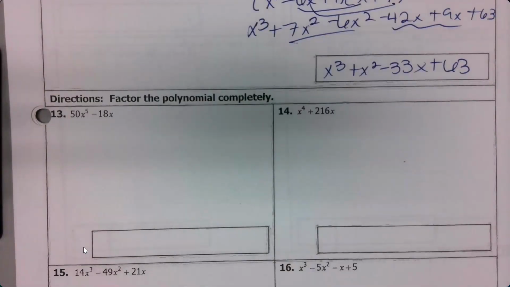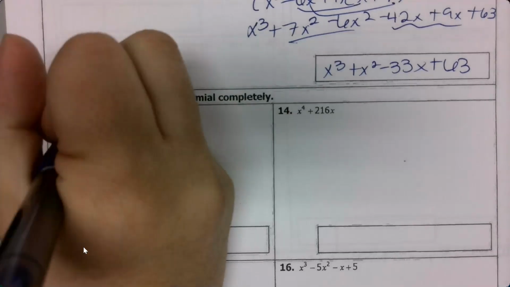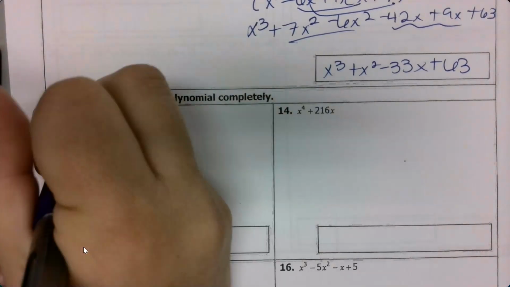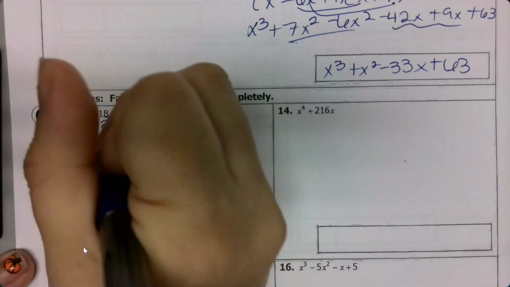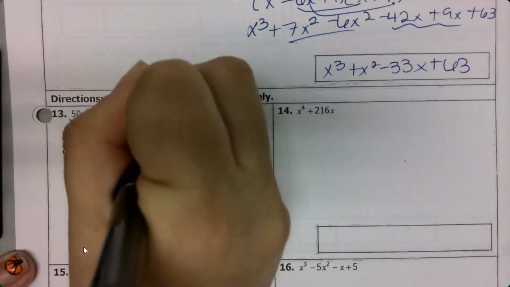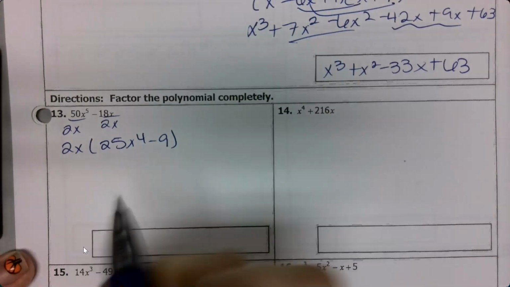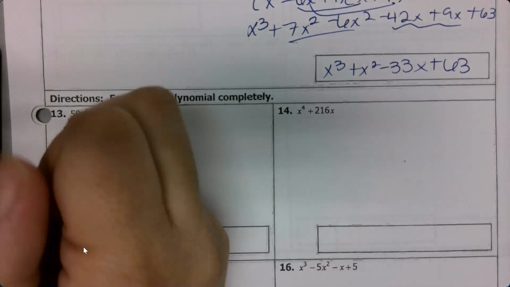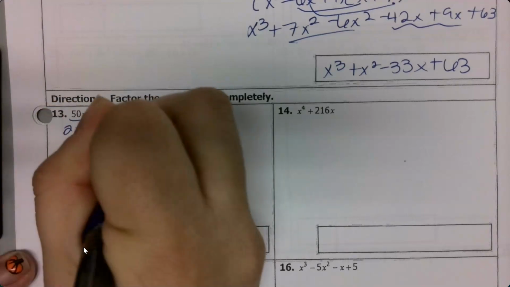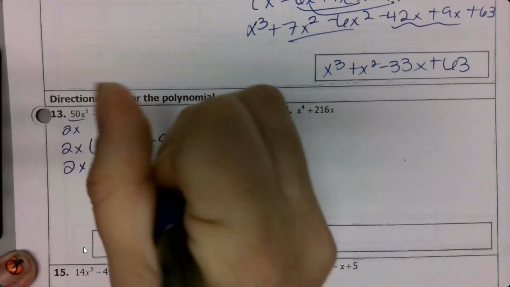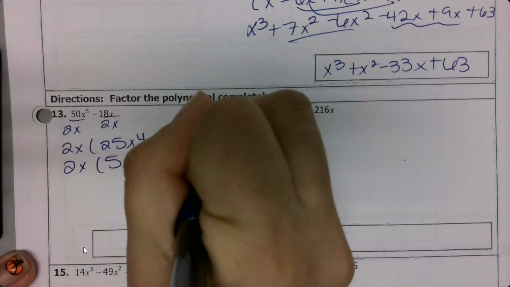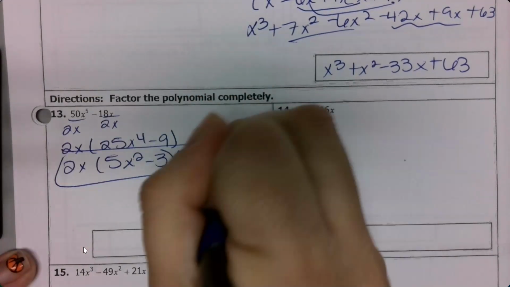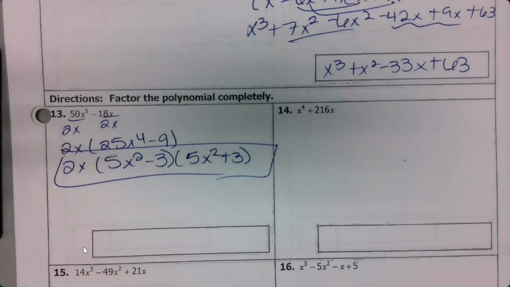This next one wants me to factor the polynomial completely, so I'm going to look for what these have in common. They both are even and they both have x, so I'm going to take out a 2x. I'm going to leave that out front, and then that gives me 25x to the 4th minus 9. 25 and 9 are both perfect squares, and 4 is even, so I can use the difference of squares pattern. This is going to give me 5x squared minus 3, and then 5x squared plus 3. And this is my answer, since I can't factor either one of those anymore because neither one is a perfect square.